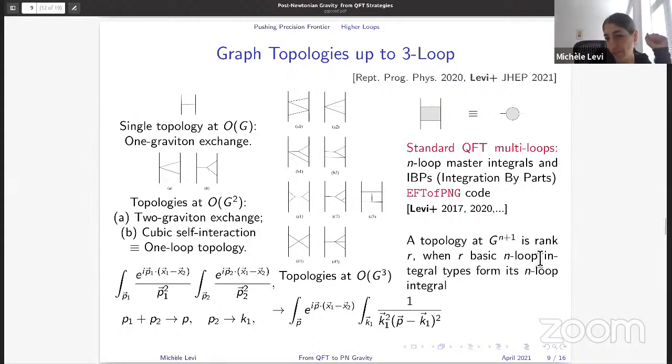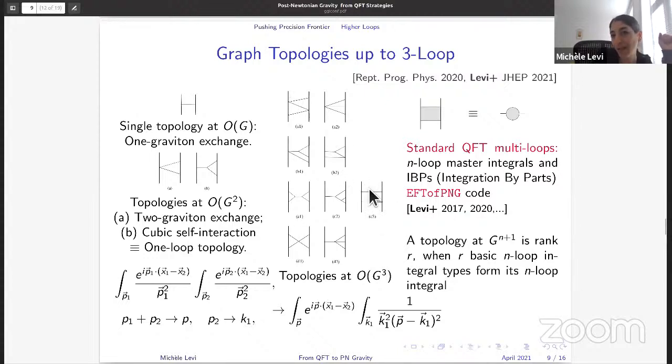A topology is at rank R when R basic n-loop integral types form its n-loop integral. So at 3-loop level, for example, a 3-loop integral can need only one basis integral. That would be a rank 1 topology, up to a 3-rank topology, which would be the most complicated. If we keep it simple, at 2-loop level, for example, that's the only graph which is a 2-rank, which means that it's more complicated to evaluate than the other ones here.